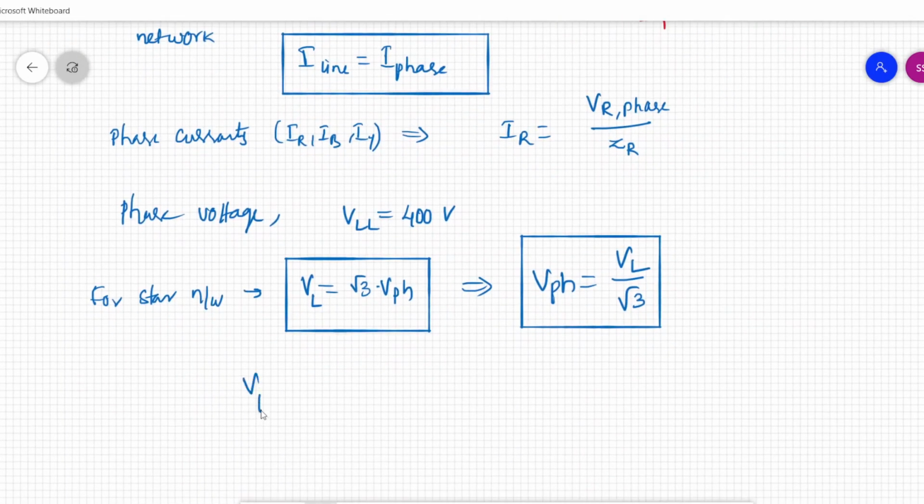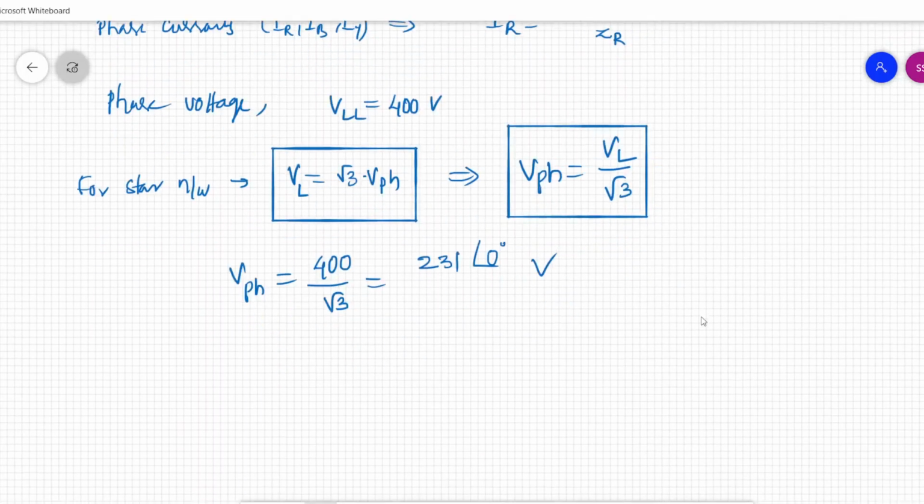Okay, so V phase equal to VL, which is 400 by root 3, will give us the phase voltage. This will be around 230 volts. So this is almost equal to 230, precisely 231 volts at 0 degrees. Now this is the phase voltage. Now we can find the line current, the phase current, right?